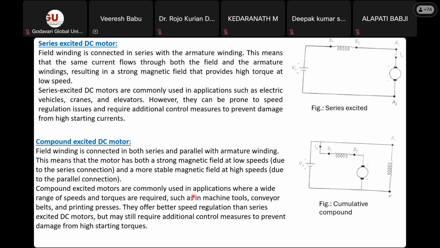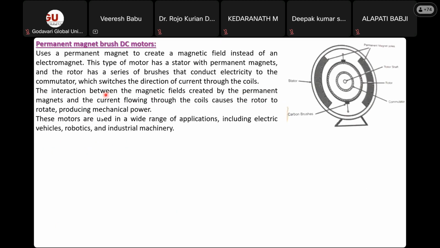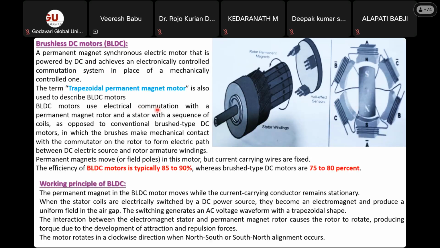Another one is the permanent magnet brush DC motor. I just showed you a video related to that. And then brushless DC motors, which we also discussed. One of the advantages is that brushless DC motors typically have an efficiency of 85 to 90%, whereas brushed DC motors have 75 to 80%. And where you cannot use brushed DC motors, I have shown in the video. So I am not going into detail about this.